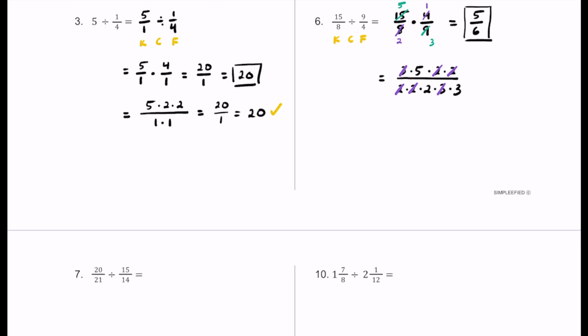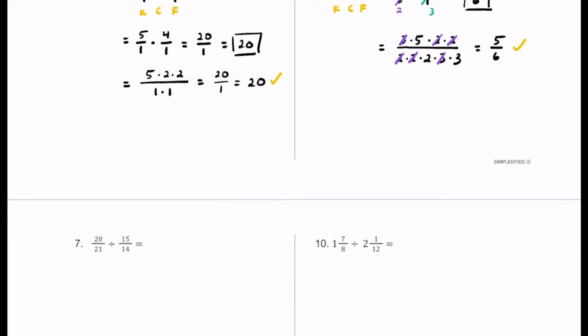So on top we're left with 5, and on bottom we're left with 1, 2, and 1, 3, which makes 6. So we get the same thing both times, so I'm pretty confident about these answers, or these quotients. All right, moving on to number 7.